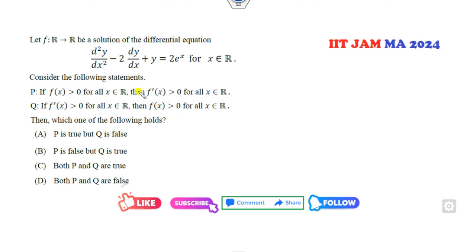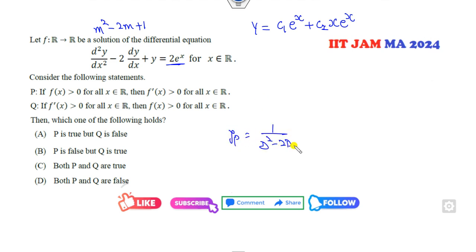Okay, look at this another one. Let y be the solution of this. Can you find the solution? m square minus 2m plus 1. So that means the solution will be c1 e raised to power x plus c2 x e raised to power x. Then for this I can find the yp, which is 1 over d square minus 2d plus 1. So it's a twice repeated root, so x square over 2 into 2. So that means x square e raised to power x is the right answer.